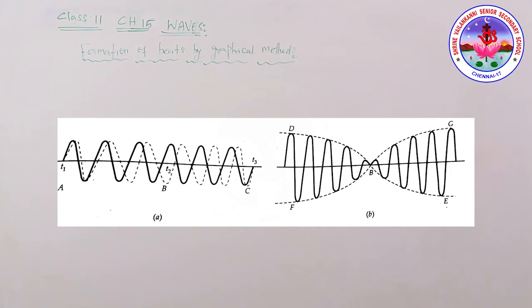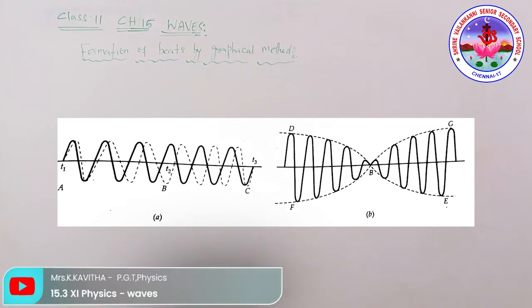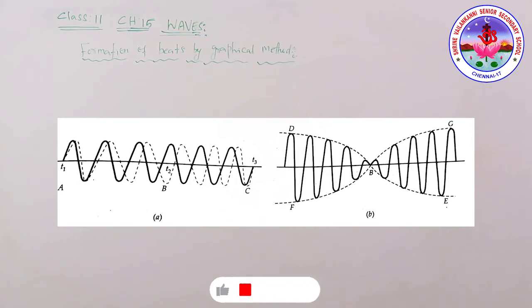So the time interval from T1 to T3 is 1 beat period, because during that interval only 1 beat will form. The beat is formed during that interval. Moreover, during the time interval, the first wave completes mu plus 1 oscillations, while the second wave completes mu oscillations.